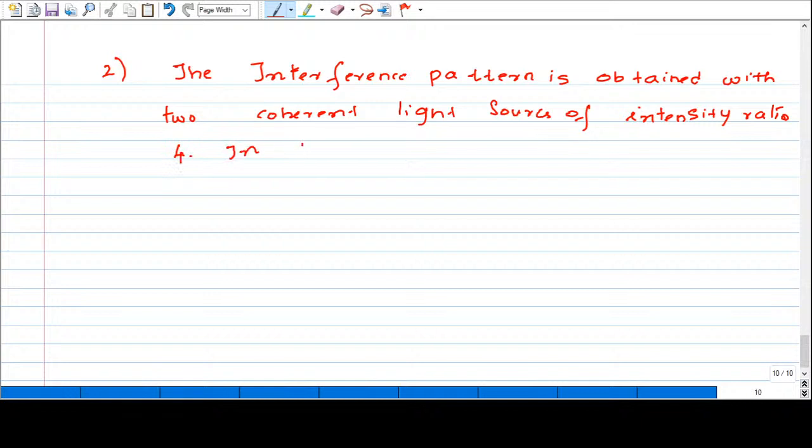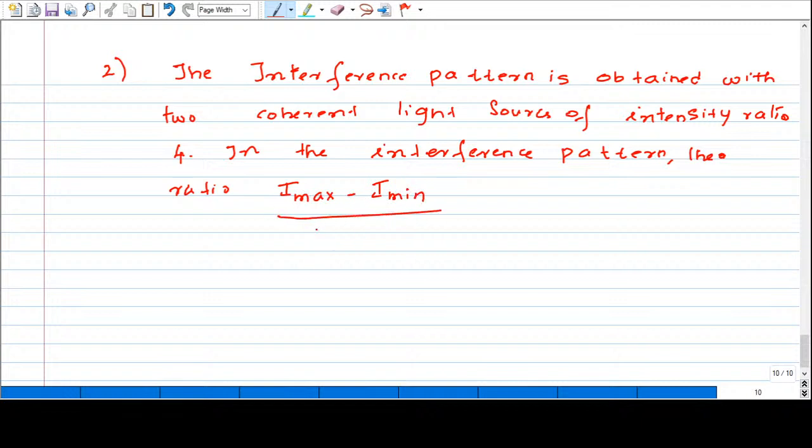In the interference pattern, the ratio of (I max minus I minimum) divided by (I max plus I minimum) will be dash. This is the question.